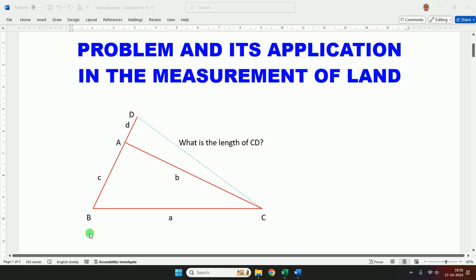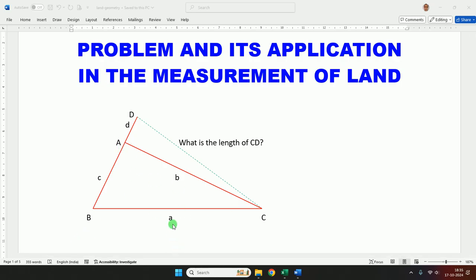We have a triangle ABC whose sides are small a, small b, small c, as you can see in the figure. If the side BA is extended by an amount small d, then what is the length of this dotted line from C to this capital D? I want the length of this dotted line. So, how to solve this problem?